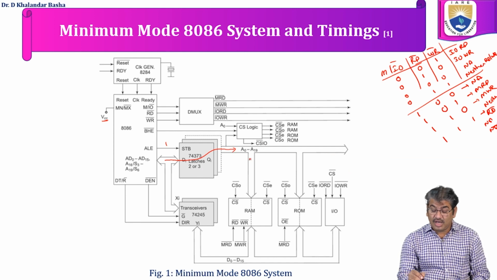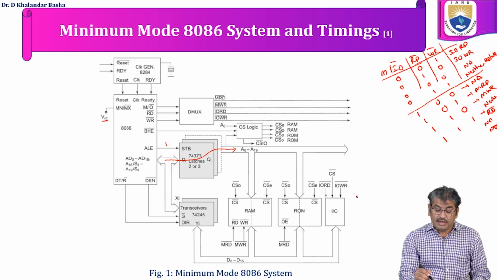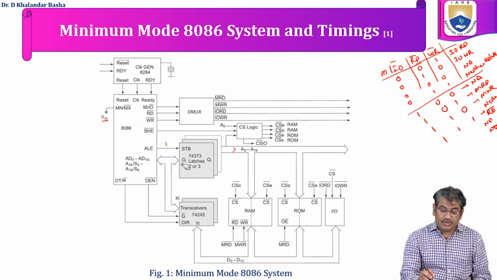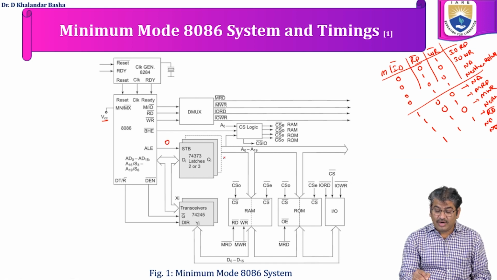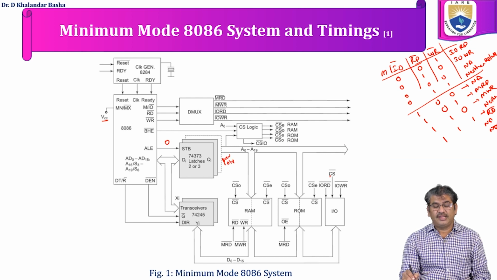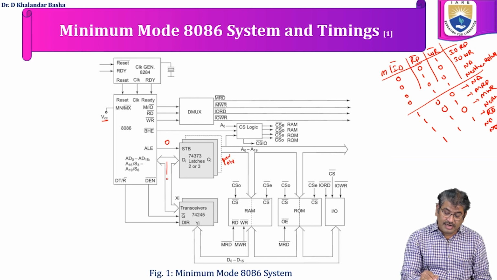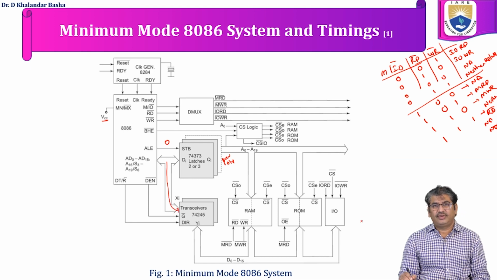These address lines are used for selecting the RAM and ROM apart from the I/O. Next, when the ALE signal is equal to 0, the latches will not be transparent, so whatever the previous output is, the address information will reside in the latches. Now the data will be passed to the transceiver.